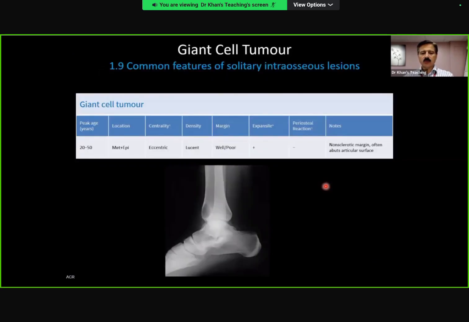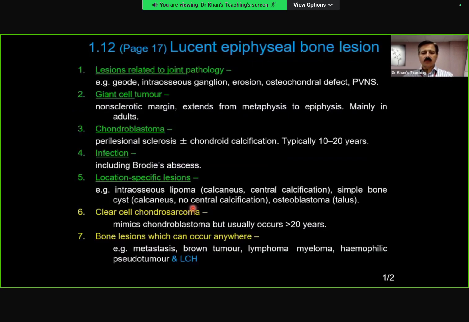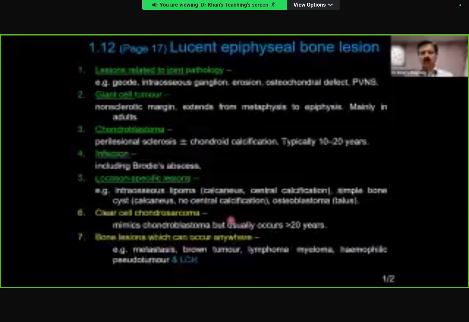So this is a giant cell tumor. In giant cell tumor, look at the age group, and this is a very important point for the exam, 20 to 50. And the aneurysmal bone cyst maybe stops at an age of 20 to 25. So this goes into a different age group. And chondroblastoma also, you remember that was a younger age group. So this one, I have already told you the importance of this lucent epiphyseal bone lesion.